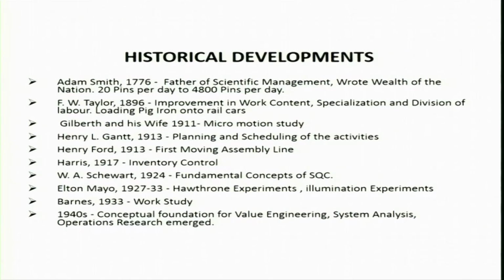It was in 1776, Adam Smith, father of scientific management, wrote Wealth of Nations. He was working in a factory which is manufacturing pins, nails, and the existing system was each worker was given a roll of wire and he was producing nails independently. All the steps of manufacturing were done independently. Adam Smith divided the work into several stages. One worker is doing the straightening of the wire, another worker is doing the cutting of the wire, third person is making the edge, fourth is making the head, fifth one is doing the polishing and packaging.